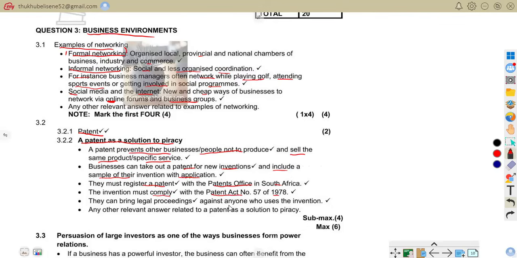Here we are talking about compliance: must comply with the Patent Act. So the invention must meet the legal requirements set out in the law. They can bring legal proceedings against anyone who uses the invention, so patent holders can sue anyone who uses the invention illegally. Any relevant answer related to the patent as a solution to piracy is accepted.